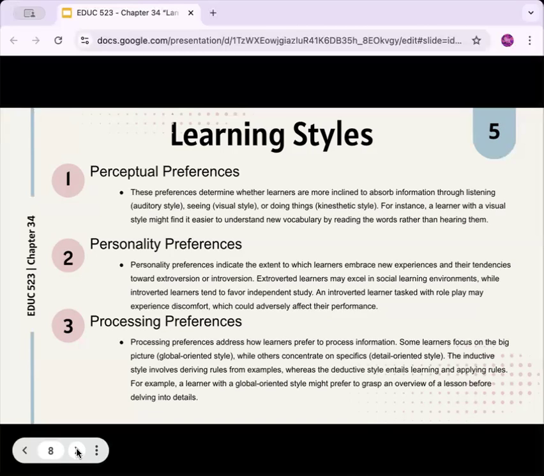We also have processing preference. Processing preference addresses how learners prefer to process information. Some learners focus on big pictures while others concentrate on specifics. For example, a learner with a global-oriented style might prefer to grasp an overview of the lesson before delving into details.